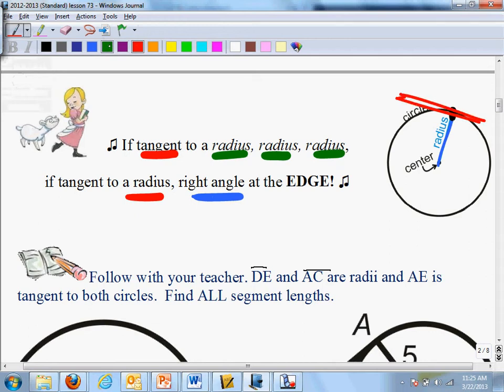If tangent to a radius, radius, if tangent to a radius, right angle at the edge. Okay, so I want you to draw the angle and edge at the same time. Synchronize that. Ready? Trace and sing one time through. If tangent to a radius, radius, if tangent to a radius, right angle at the edge. Emphasize the word edge.